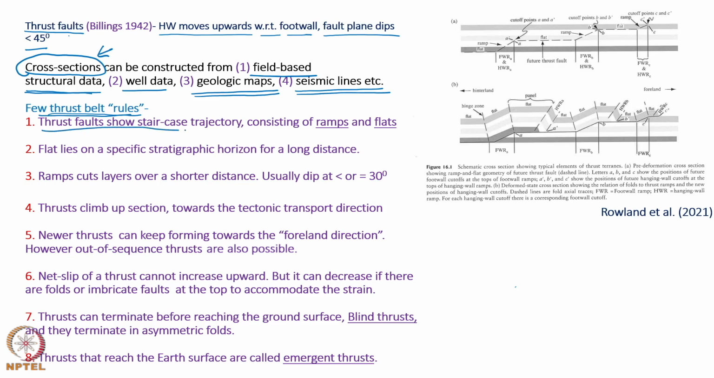Thrust faults can show staircase trajectory consisting of ramps and flats. Consider a fault plane geometry like this, where this is horizontal, this portion is inclined, and again this is horizontal, and suppose there has been tectonic movement in this manner. Then this inclined portion is known as a ramp, and these horizontal or sub horizontal portions of the fault can be called a flat.